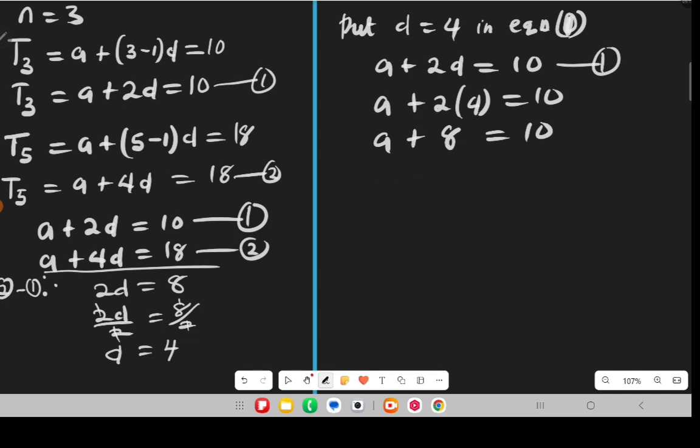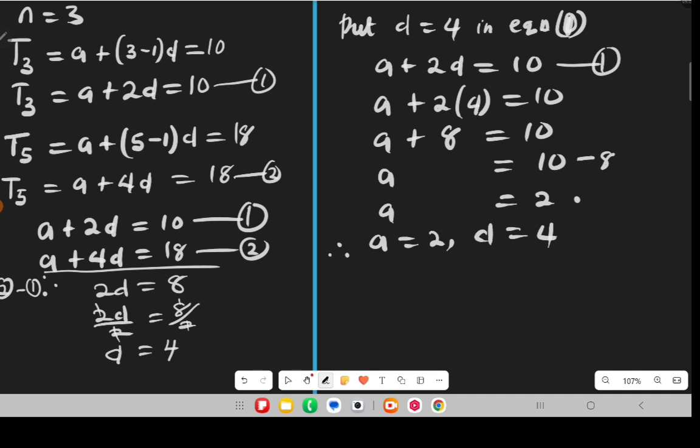Now we collect the like terms to get A. We have A equal to 10 minus 8, since the 8 crosses the sign of equality and becomes minus 8. A is equal to 2. Therefore, the first term is equal to 2, while the common difference is equal to 4. Then we have solved the A part of this question. Then the B part says find the sequence.